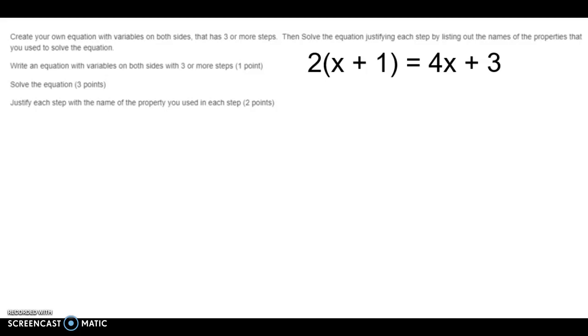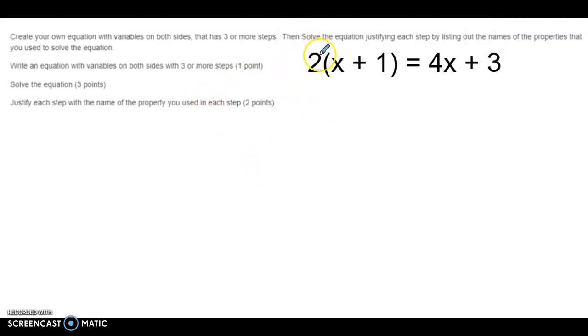And y'all, I don't want you to stress about this too much. It doesn't matter if your answer comes out pretty or if it ends up as like a fraction. So really just put some letters and numbers out there. This is the equation that I came up with. I did 2 parentheses x plus 1 equals 4x plus 3. Obviously, you cannot use the same equation, but this is just an example.